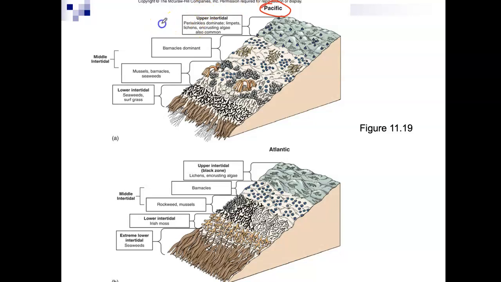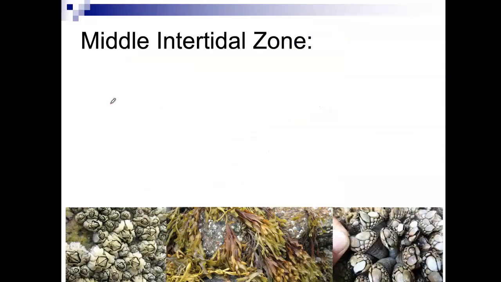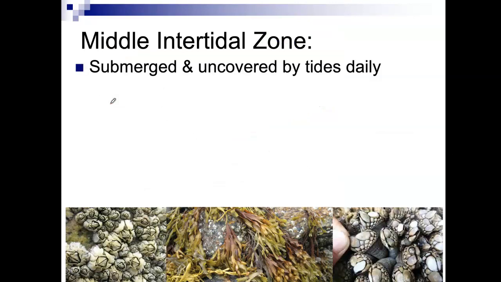So again, we've just talked about mostly the upper intertidal zone, where you have periwinkles, limpets, lichens, encrusting algae, cyanobacteria. Then we're going to get into our mid-intertidal zone, and we're going to break this mid-intertidal zone up into the upper mid-intertidal zone and the lower mid-intertidal zone. And then we'll talk about our lower intertidal zone. So in our mid-intertidal zone, again, this is going to be an area that's submerged and uncovered by the tides daily, and sometimes even twice daily if you have the semi-diurnal tides.